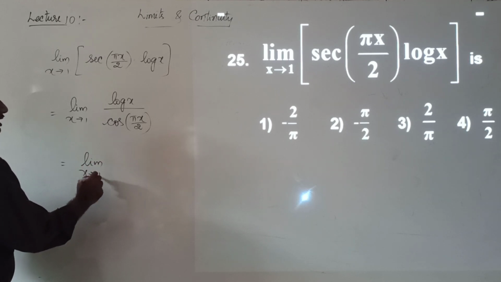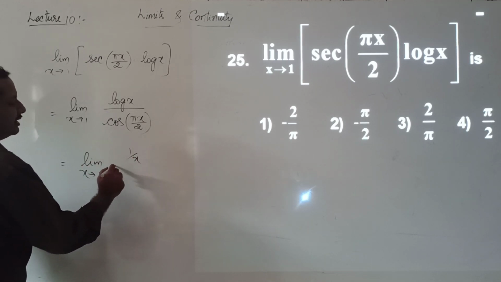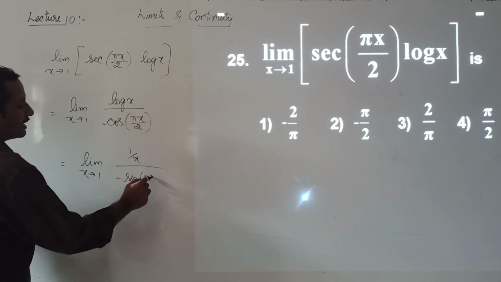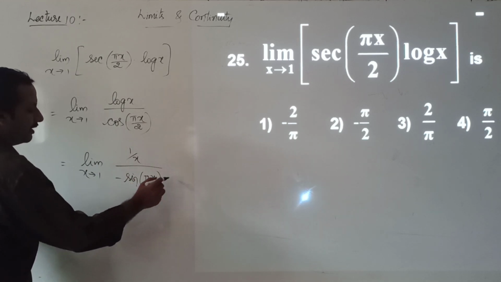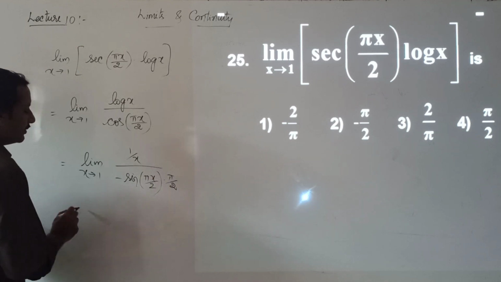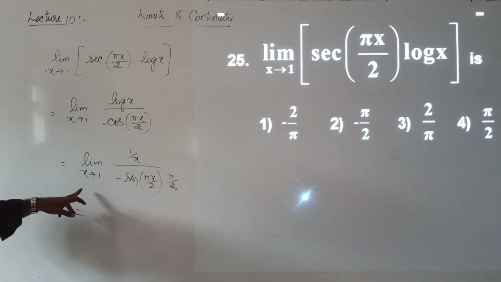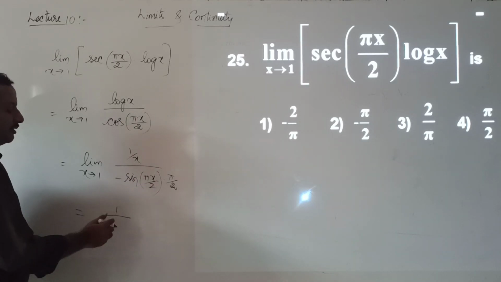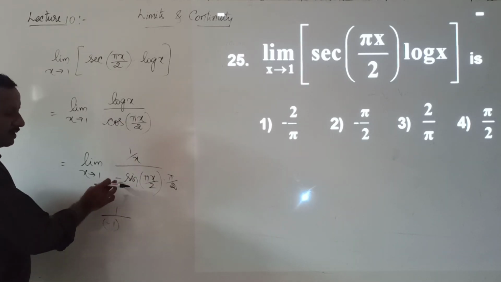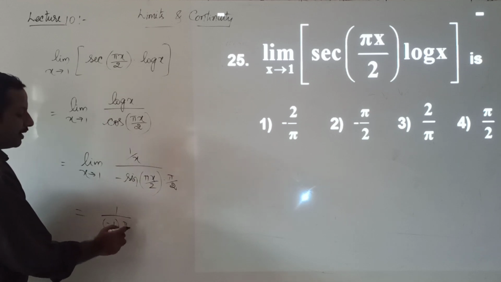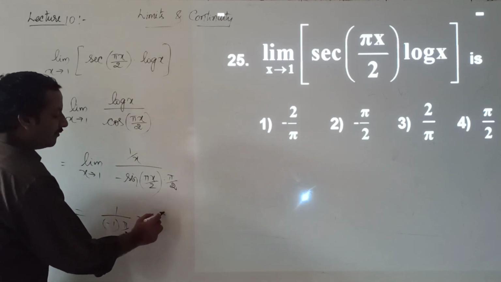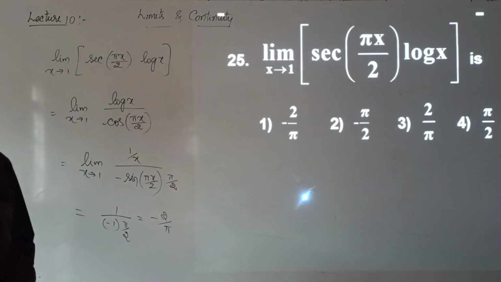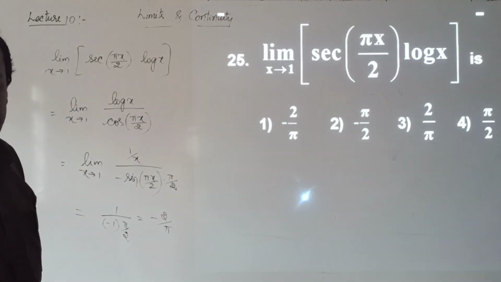Limit x tends to 1. Derivative of log x is 1 by x. Derivative of cos(πx/2) is minus sin(πx/2) into the derivative of πx/2, which is π/2. Now apply the limit as x tends to 1. The numerator goes to 1. Denominator: minus sin(π/2). Sin(π/2) is 1, minus 1 is there because of this minus, into π/2. So this will go up, and we get minus 2 by π. Minus 2 by π, which is the first option.